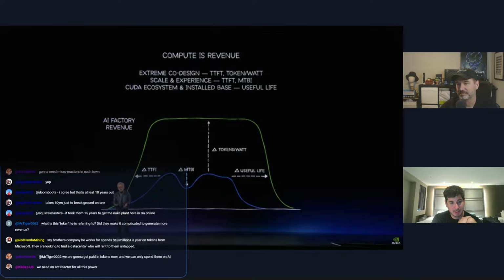Software developers start with NVIDIA CUDA. And by definition, therefore, the life of the ecosystem, the useful life of the asset is going to be much longer.